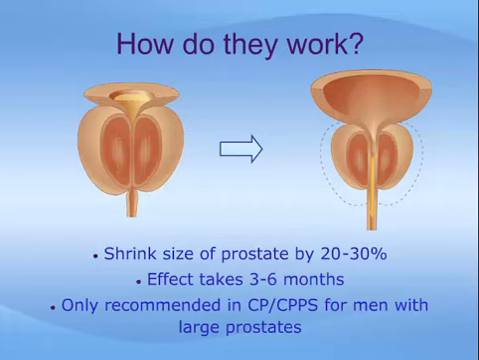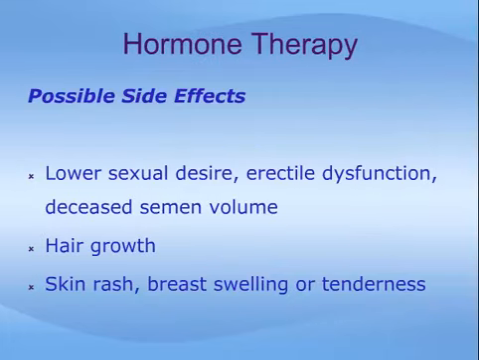These drugs may also take 3 to 6 months or more to achieve their maximum effect, and they do not work on all men who take them. It is possible that these drugs may help alleviate the symptoms of chronic prostatitis in some men, but presently they are only suggested for men who also have an enlarged prostate. Possible side effects of hormone therapy include back or abdominal pain, diarrhea, a lowered sexual desire, erectile dysfunction, hair growth, skin rash, swelling of the lips or breasts, headache, and dizziness.